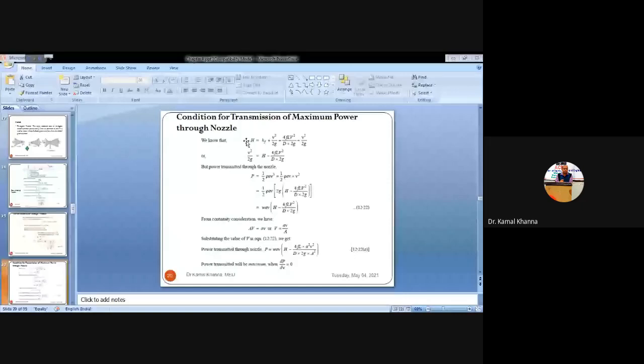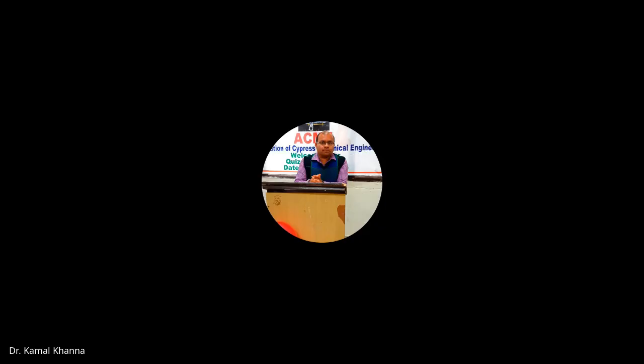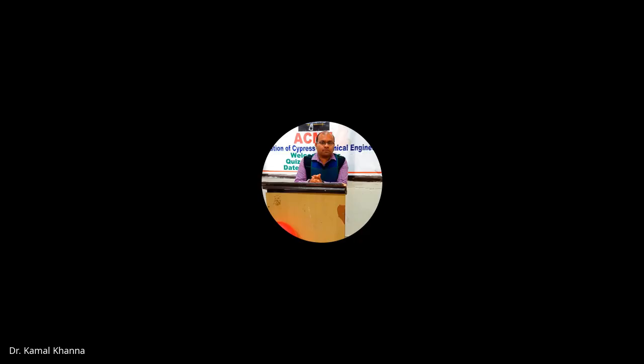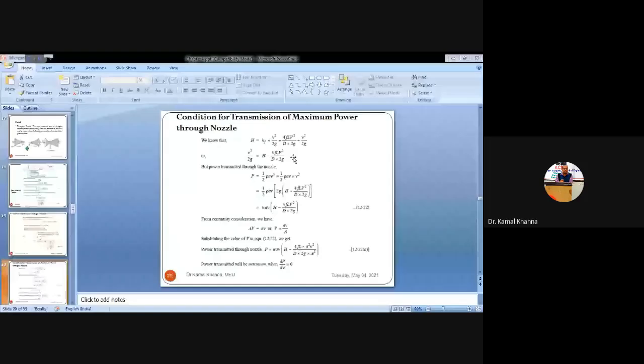So we are rearranging this expression in the second step. Keeping the kinetic head on one side, V square by 2g is equal to H minus 4FL V square by 2gD.